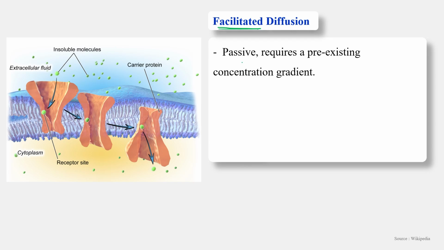This is again a passive type of movement, which requires a pre-existing concentration gradient. In the previous slide we saw there is no concentration gradient: there is a concentration of water molecules just outside the cell, but none inside the membrane, so that doesn't require a concentration gradient. But facilitated diffusion requires a pre-existing concentration gradient.